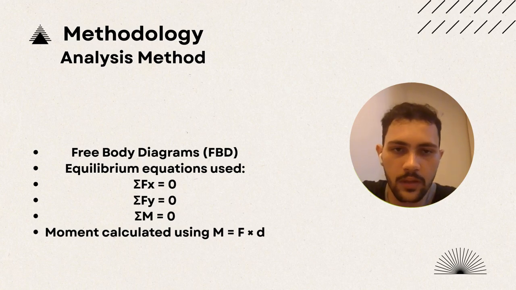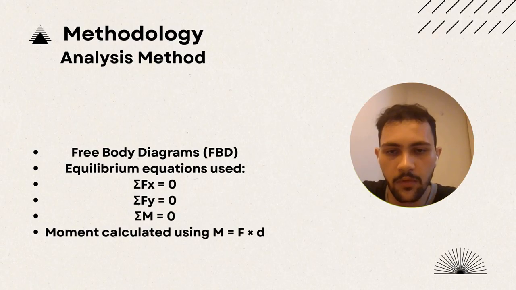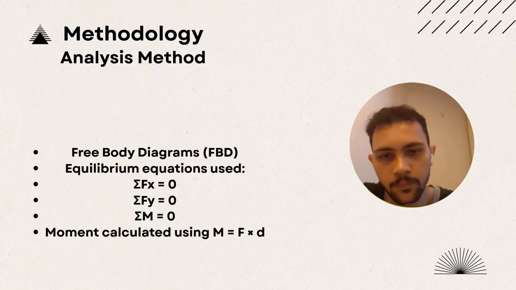To determine whether the system was in equilibrium, we applied the three fundamental equations of static equilibrium. Sum of Fx equals 0, meaning all horizontal forces are balanced. Sum of Fy equals 0, meaning all vertical forces are balanced. Sum of M equals 0, meaning the sum of moments about a point is 0.